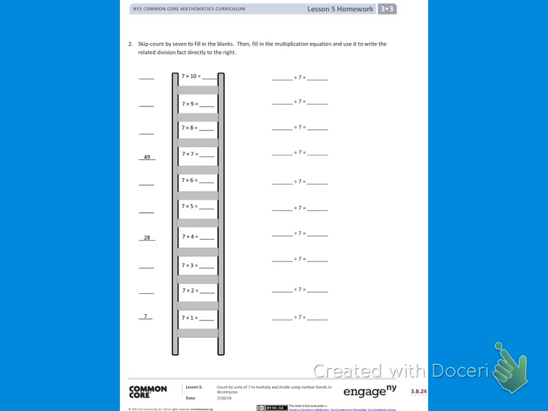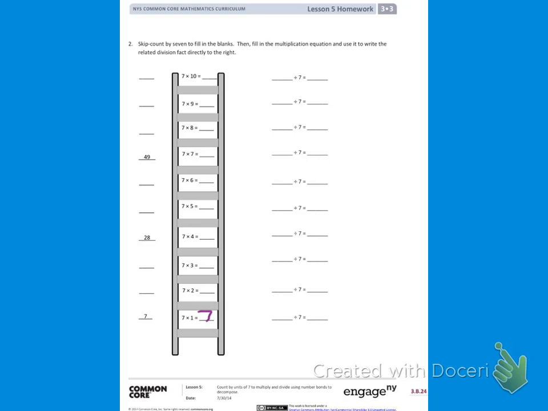When a person is using a ladder, they always start at the bottom. So that's what I'm going to do today. I can see that the bottom rung says 7 times 1 equals. On the left, I see that the sample has already been completed for me. 7 times 1 is 7. That's because 7 groups of 1 is 7. They've written it on the first line on the left, but I think I'm going to go ahead and write it on the blank to the right of the equation as well.